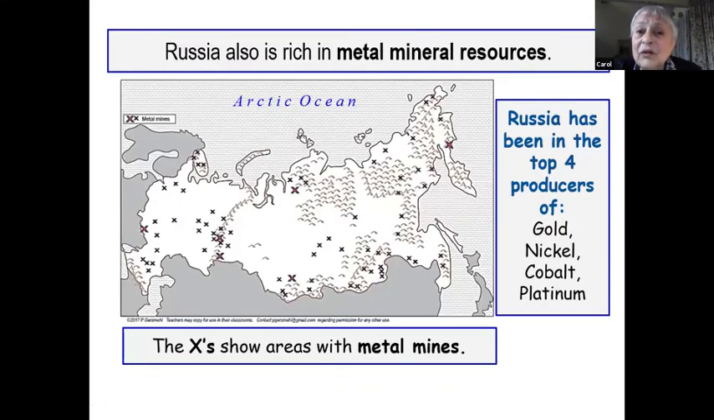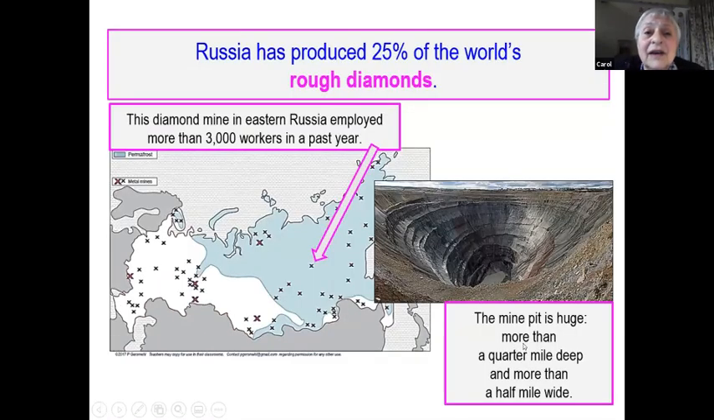Russia is also rich in mineral resources, and the clickable map about Russia uses X's to show you how scattered minerals are throughout this huge country. Russia is the top producer of gold, nickel, cobalt, and platinum. And this is very important to the Russian economy, as is its production of natural gas.